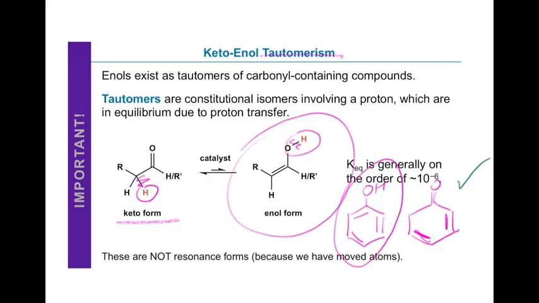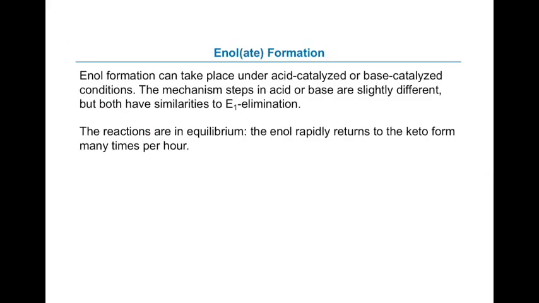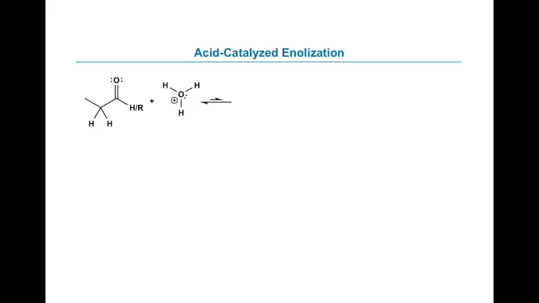So those are cases where, again, we can perturb this equilibrium. Point is, yes, these are not resonance forms. We're moving a proton, but it can actually move around where that stabilization goes depending on what else is on there. Now, the enol formation can take place under both acidic or basic conditions. You have two different mechanisms. So we have proton catalyzed and we have anion or base catalyzed. So we're going to start off with the acid catalyzed one first.